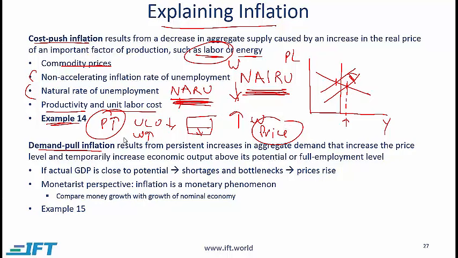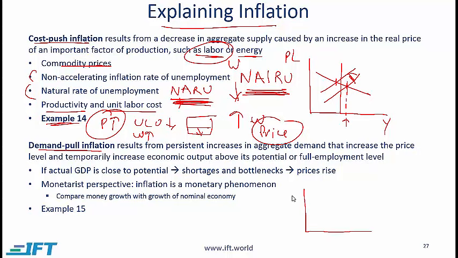Now do example 14 from the curriculum. Demand pull inflation results from persistent increases in aggregate demand that increase the price level and temporarily increase economic output above its potential or full employment level.